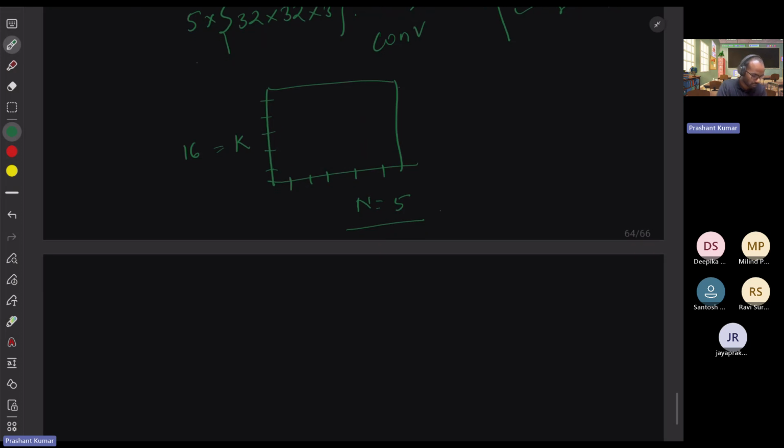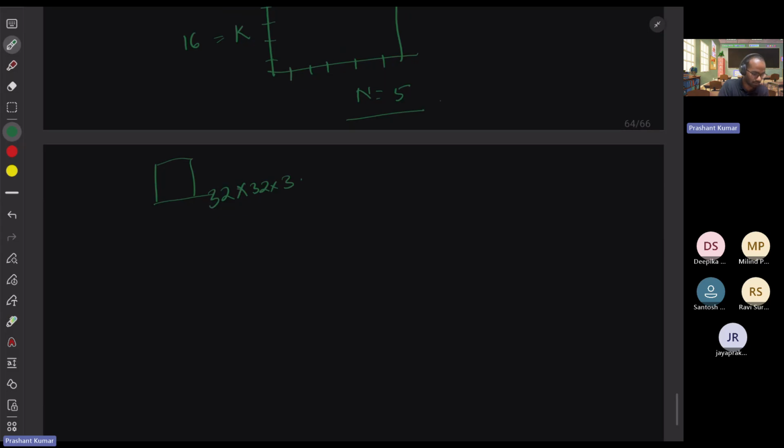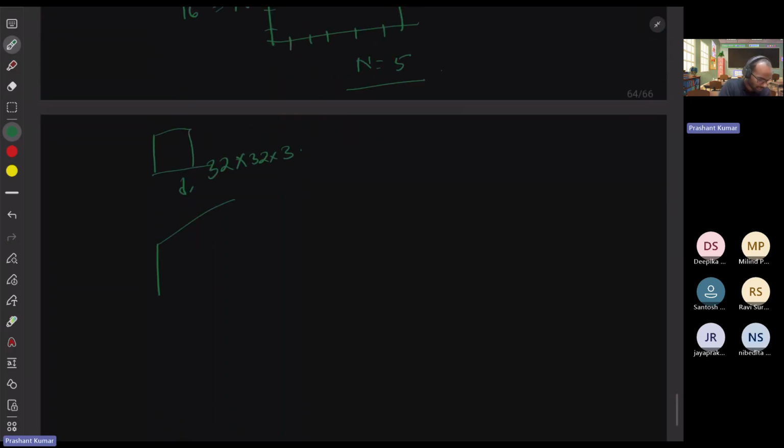So for each input, if I have passed the input of 32 cross 32 cross 3, and if I have k kernels for this input, I will get this kind of output, right? This one is the output of the first kernel. This is the output of the second kernel, third kernel. Similarly, all the way to the 16th kernel for the first input.